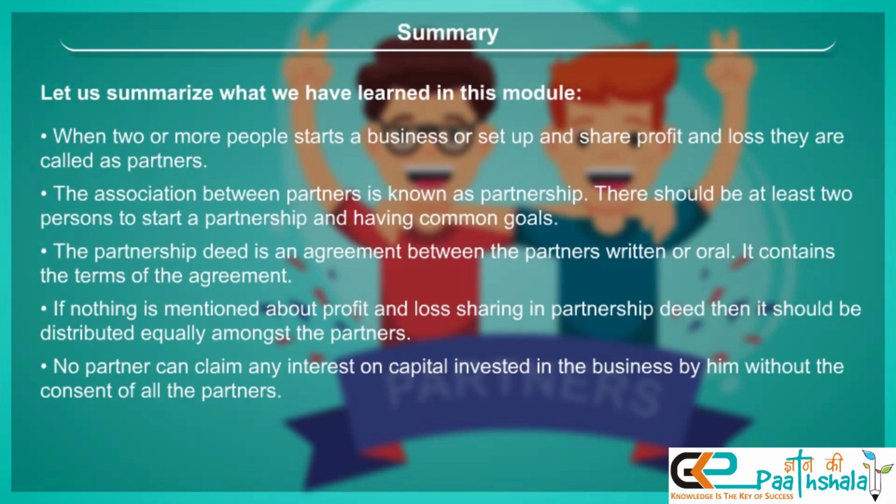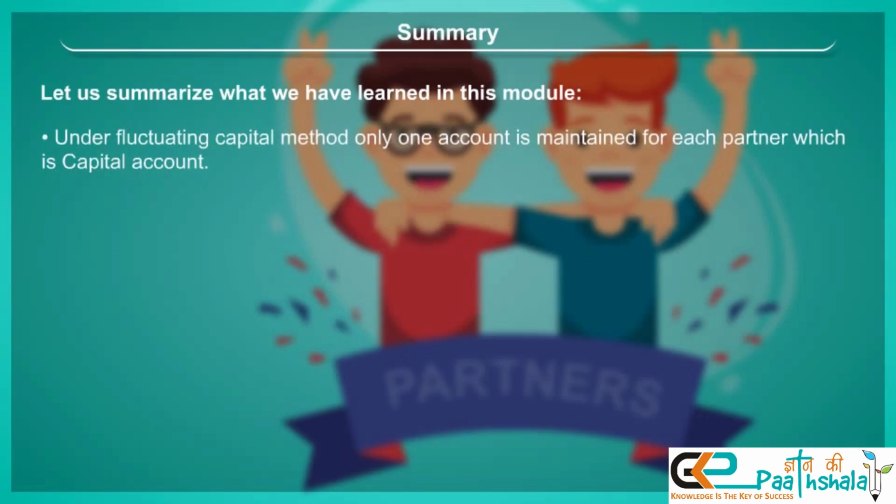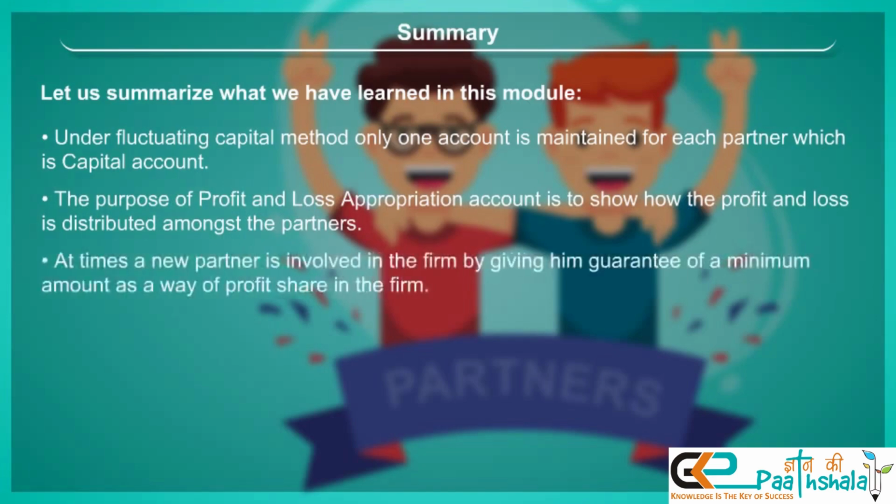In the fixed capital method, the capital of the partners remains fixed, until more amount is invested or withdrawn as per the agreement. Under the fluctuating capital method, only one account is maintained for each partner, which is the capital account. The purpose of the profit and loss appropriation account is to show how the profit and loss is distributed amongst the partners. At times, a new partner is involved in the firm by giving him a guarantee of a minimum amount as a way of profit share in the firm.